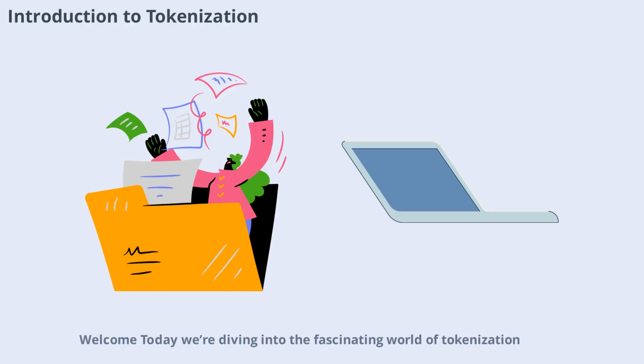Today we're diving into the fascinating world of tokenization. If you've ever wondered how computers break down text into manageable pieces, you're in the right place. Tokenization is a crucial first step in many natural language processing tasks, helping machines understand and process human language. In this video, we'll walk through the step-by-step process of tokenizing text, making complex concepts easy to grasp.